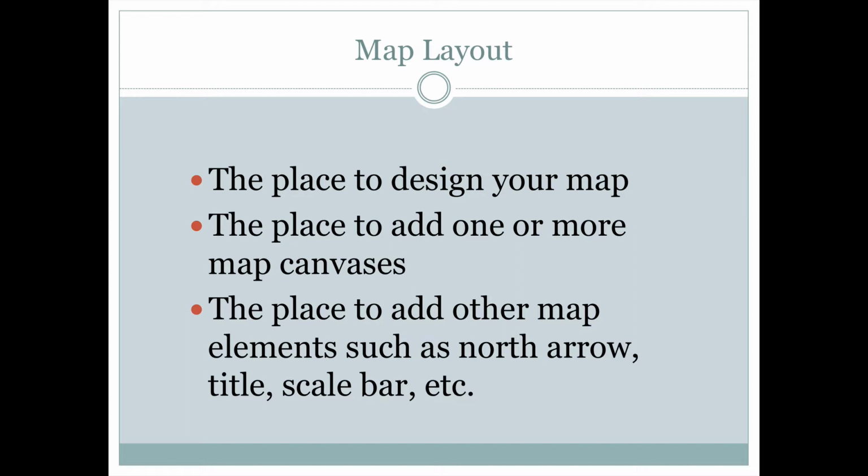would go into the map layout, or you may even have more than one map canvas in order to add into a map layout. For example, you could have the main map and a locator map. And also in the map layout is the place where you add all of those other elements that people recognize as, oh, this is a map, such as your north arrow, your scale bar, the title of your map, and all of those other elements.